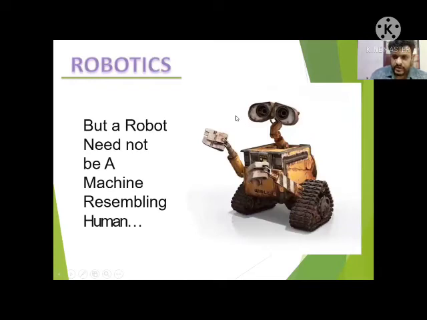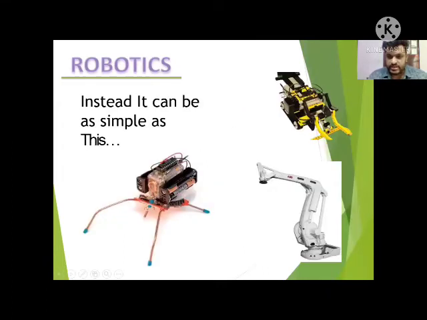Now, when we talk about robots, these humanoid robots are only a part of them. There are many different types of robots available. We cannot say that they are always similar to humans. There is a variety of robots available for different applications. Look here. This is a Wally robot. This is also a robot. Then different types of robots.